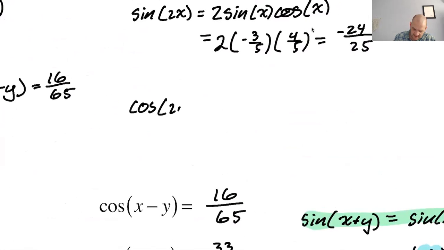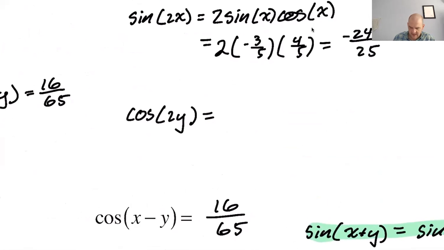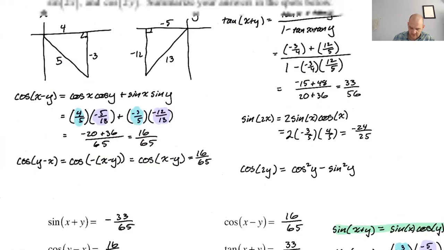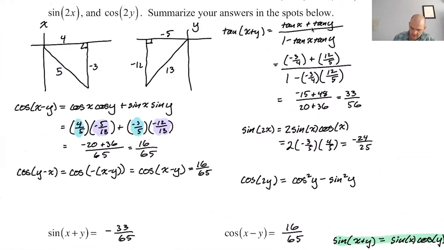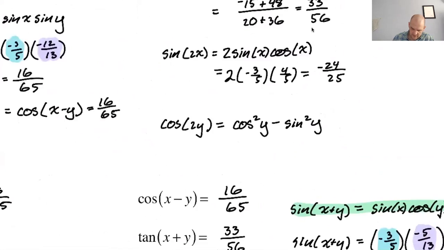And then I will show you how to check these, and then we'll be done with this page. So for cosine of 2y, I guess I'll just do cosine squared minus sine squared. It doesn't matter what you pick, you'll get the same answer. So here, cosine is negative 5 over 13, and sine is negative 12 over 13. So we've got to square some stuff.